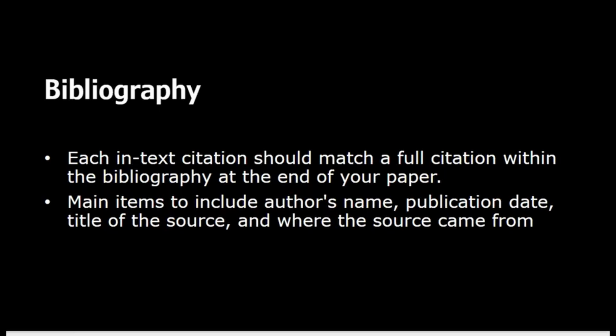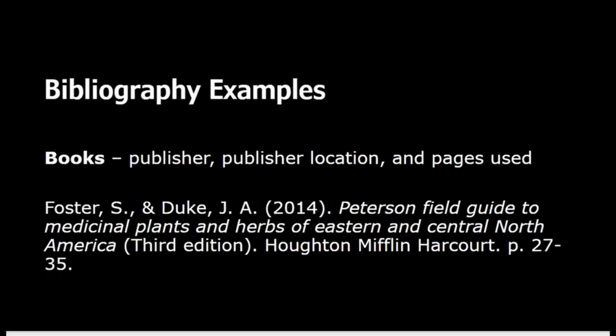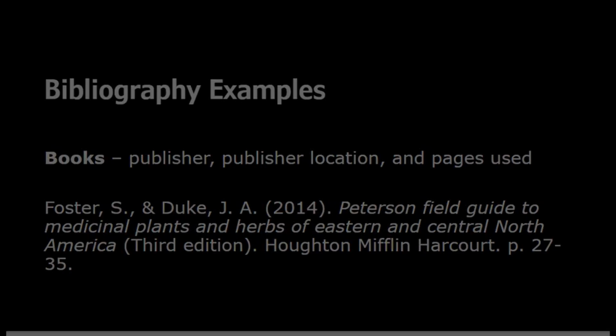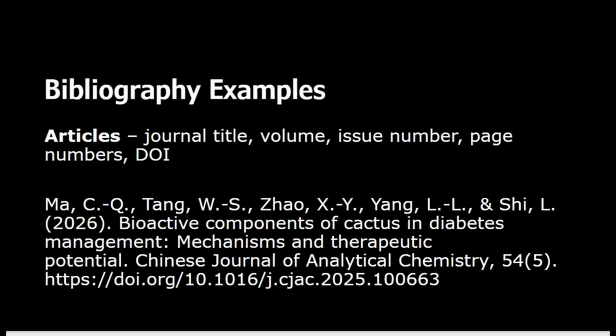The bibliography includes information about the author, publication date, title of the source, and where the sources came from. For books, we also include the publisher, publisher location, and pages used. There's an example on the screen. For articles, including scholarly articles and newspaper articles, we need to include the journal title or newspaper title, volume, issue number, and page numbers. You'll also want to include the DOI, which gives a specific stable URL for the article. There's an example on your screen.